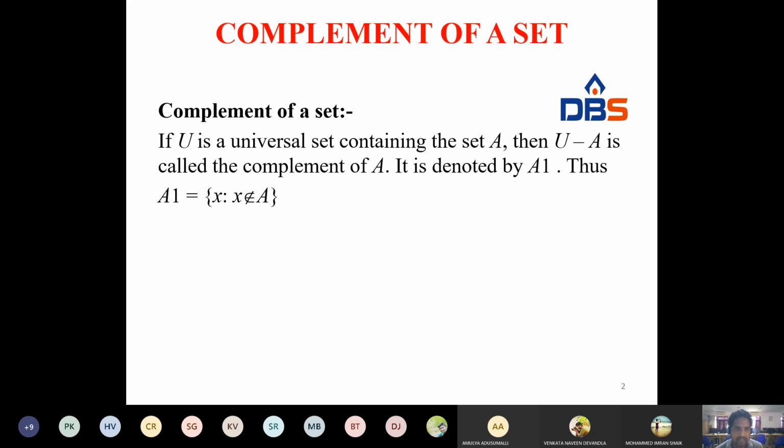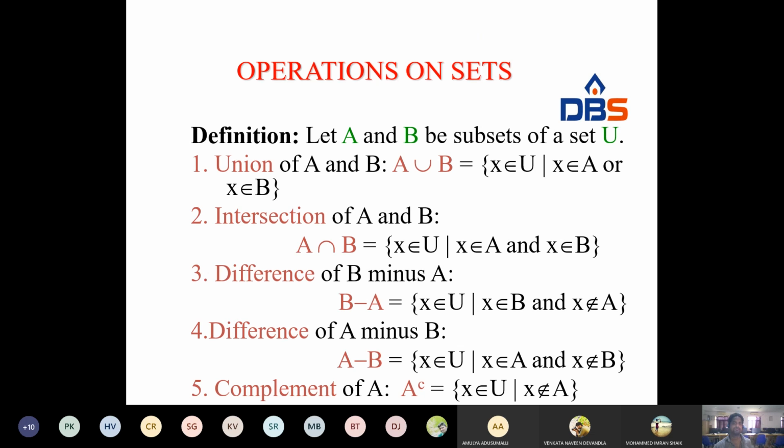So, complement of a set, if U is a universal set. See, these are the operations. Let A and B be subsets of a set U. Then the first one is the union of A and B, that is A union B. This is the symbol. It equals the set of x belonging to U such that x belongs to capital A or x belongs to B. Then the second one, intersection of A and B. A intersection B equal to the set of x belonging to U such that x belongs to A and x belongs to B. And the third one, difference, that is the difference of A minus B.